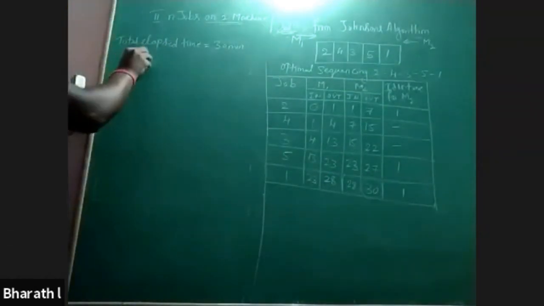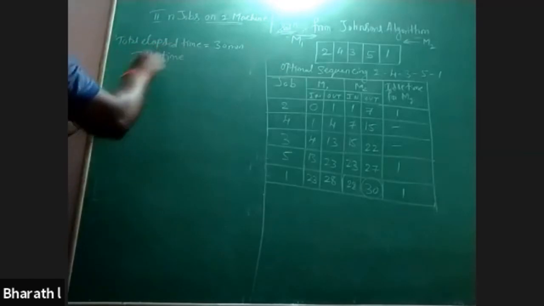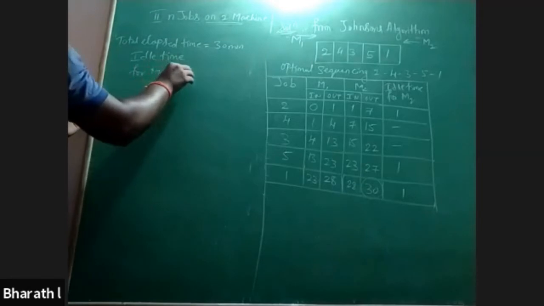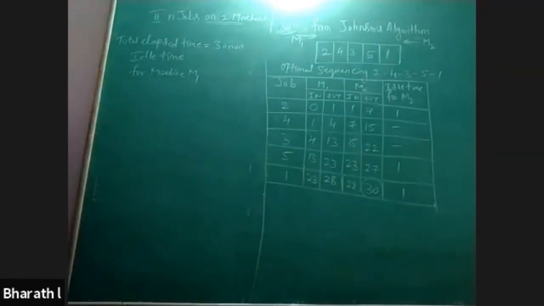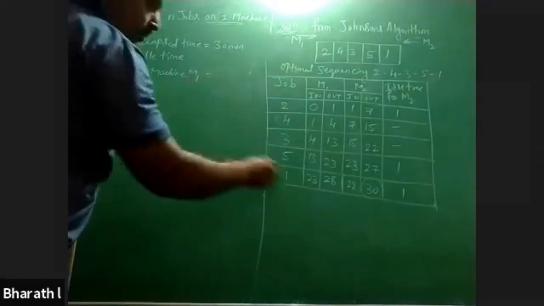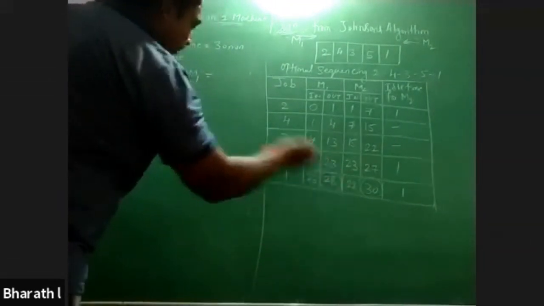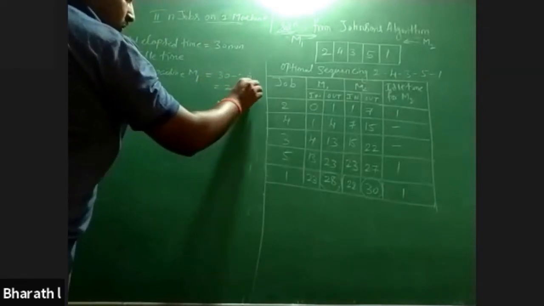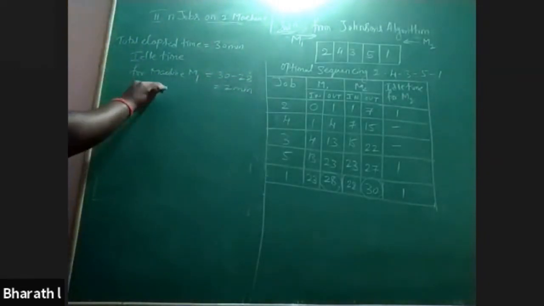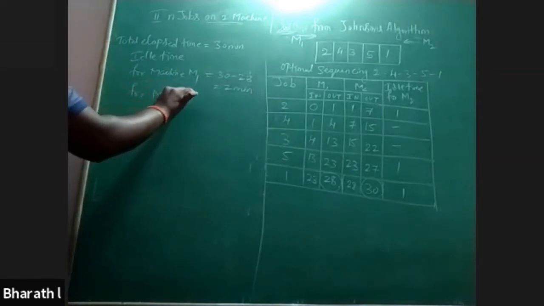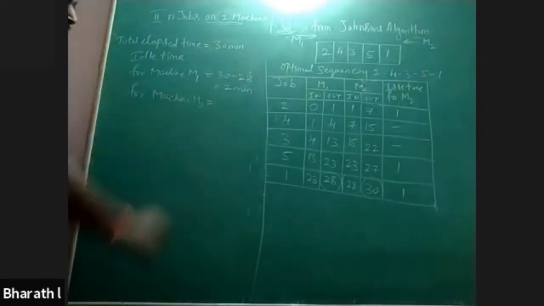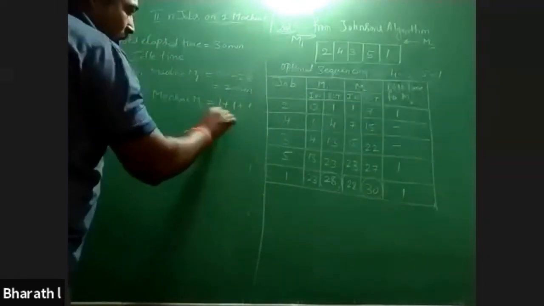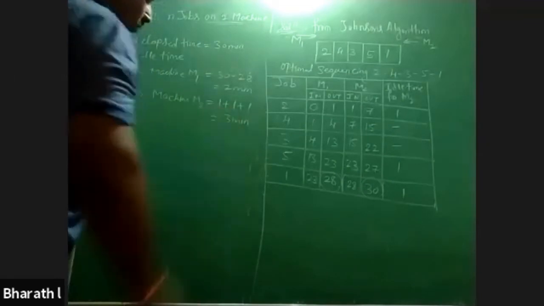Next, the idle time for machine M1. For machine M1, the total time is 28. Therefore, 30 minus 28 gives 2 minutes. For machine 2, the idle time is 1 plus 1 plus 1, you will get 3 minutes.